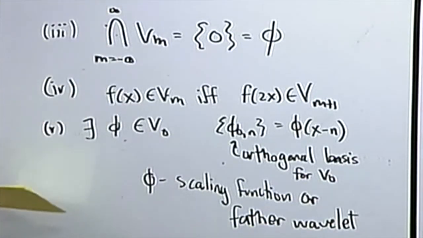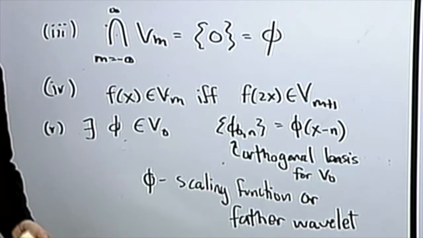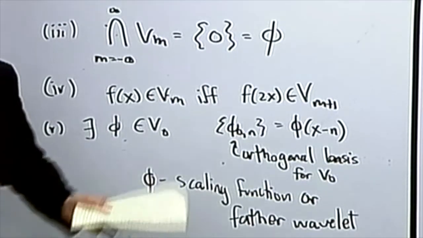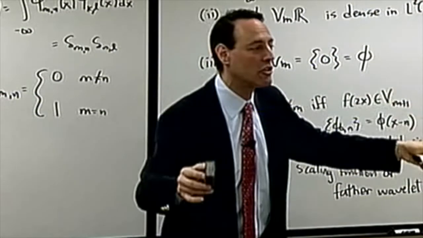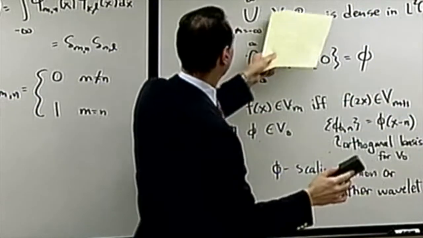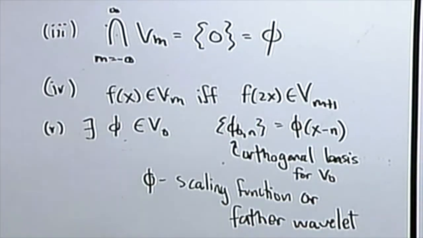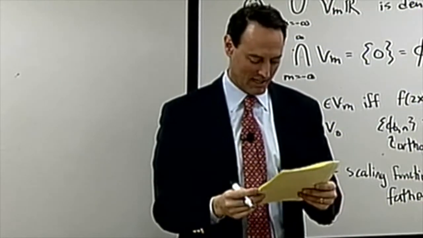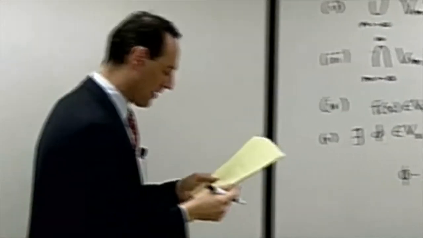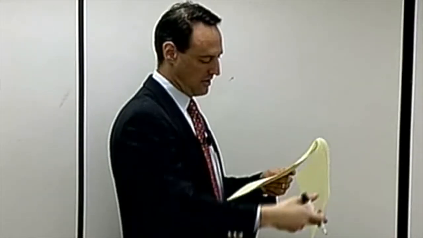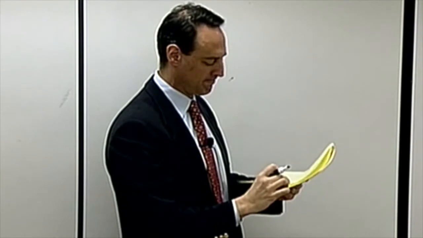But these are basically the properties, the standard definitions of what a multi-resolution analysis is. Multi-resolution analysis puts everything in terms of subsets of resolutions. Okay? All right. Now, what can we do with this? A whole bunch of stuff, if you were wondering. We can do a whole bunch of stuff. So what kind of stuff can you do?